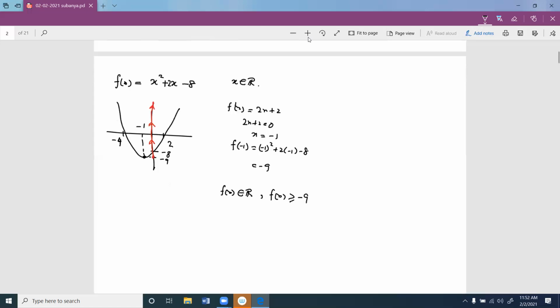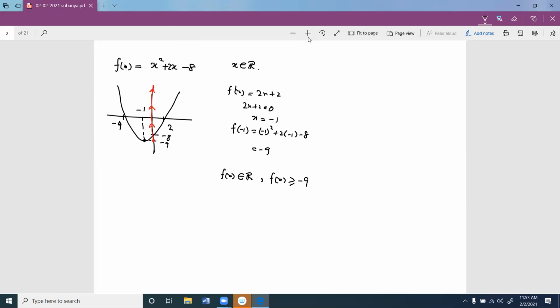I'll do a small addition for this function. They might give you f(x), the same function I'm referring to, x squared plus 2x minus 8, where x is any real number. And they have given this way: x is greater than or equal to minus 4.